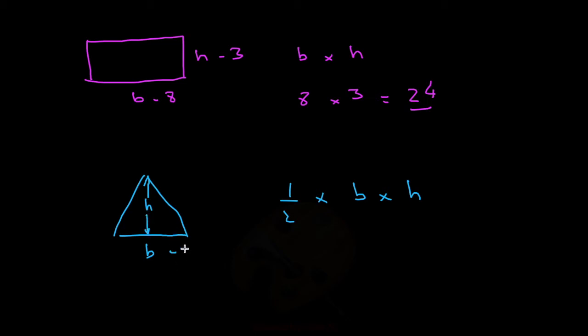So say the base is 7 and the height is, I don't know, 4. So let's plug that in. We have half times the base, which is 7, times the height, 4. So 7 times 4 is 28, and then we want to half that, you get 14.